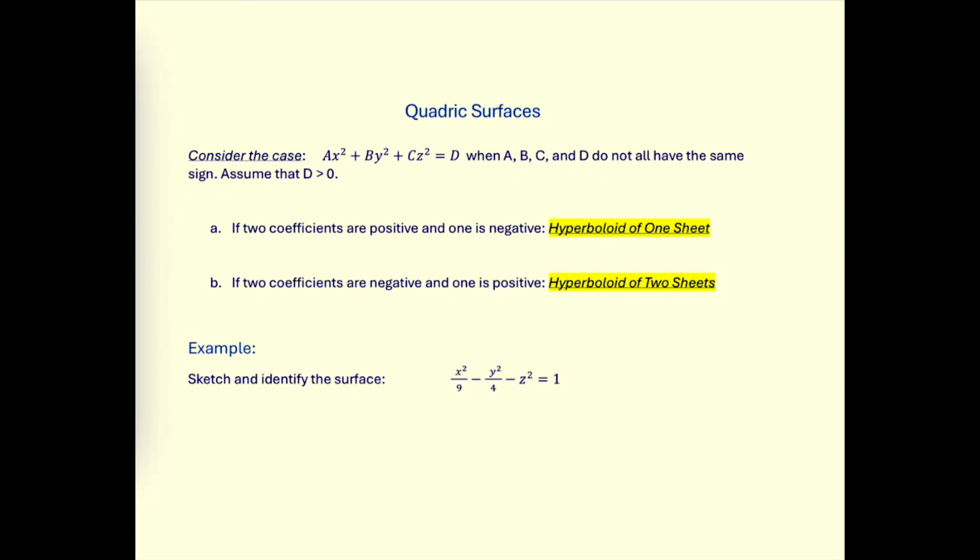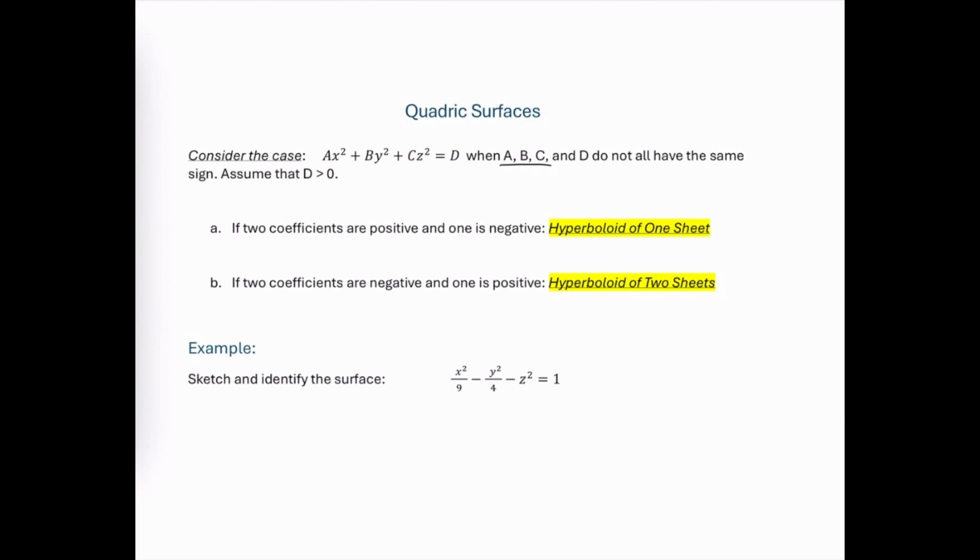We're now looking at another case of a quadratic surface. We are considering the form of the equation where we have ax squared plus by squared plus cz squared is equal to some constant d, and d is greater than 0. And a, b, and c do not all have the same sign.